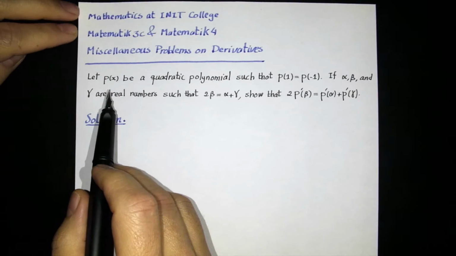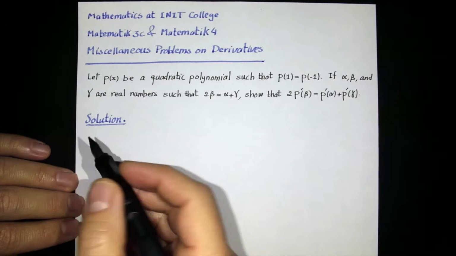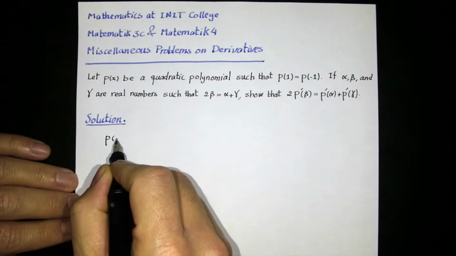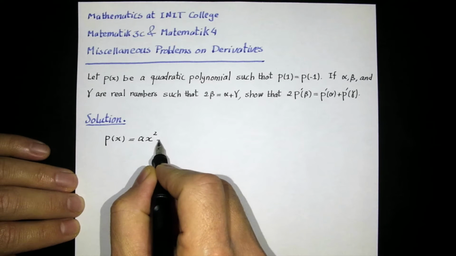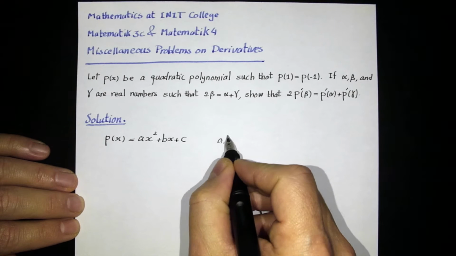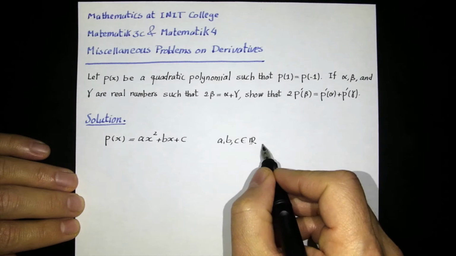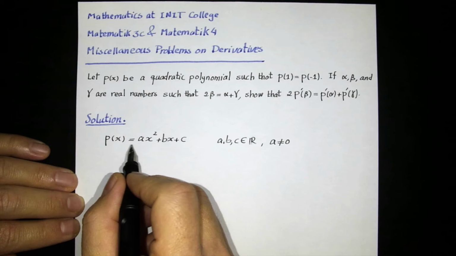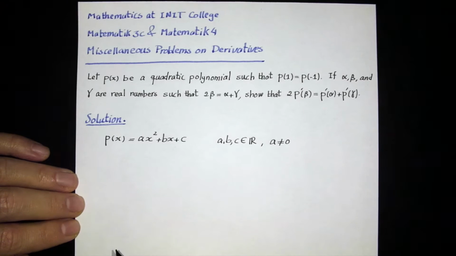According to the problem, p of x is a quadratic polynomial. So in general, when I say that p of x is a quadratic polynomial, I mean that p of x is equal to ax squared plus bx plus c, in which a, b, and c belong to the set of real numbers, and we know that a is not equal to 0, because if a is equal to 0, I do not have a quadratic term, so this polynomial wouldn't be a quadratic polynomial.